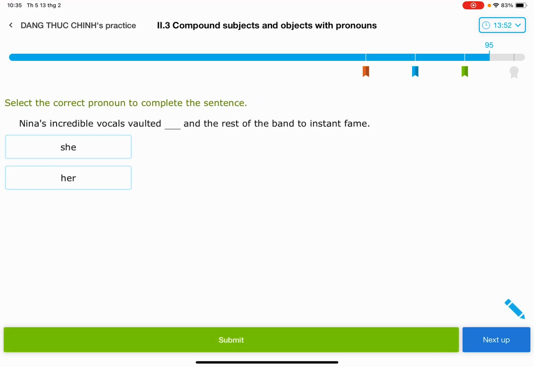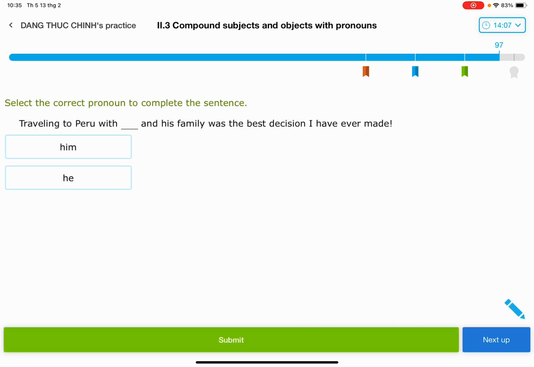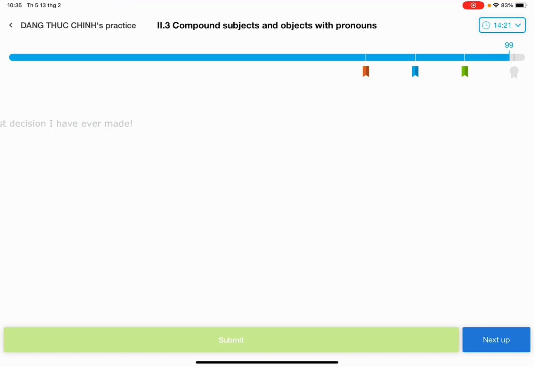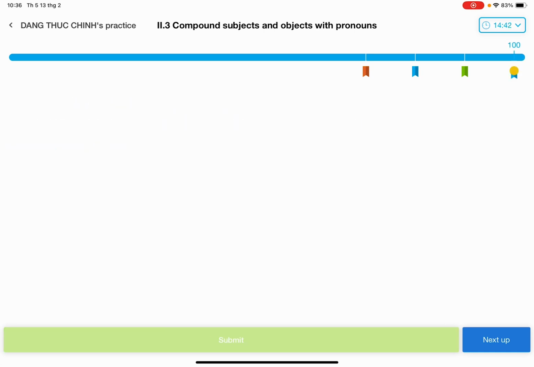Nina's incredible vocals vaulted her and the rest of the band to instant fame. Traveling to Peru with him and his family was the best decision I have ever made. During the talent competition, that young woman really impressed the judges and me with her accordion playing. Impressed me, I think, would be better. And that's all.